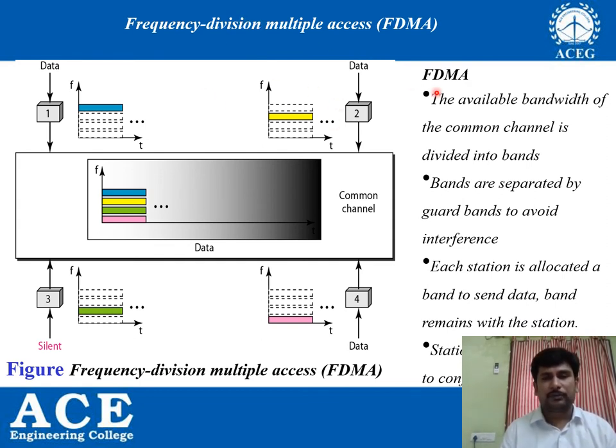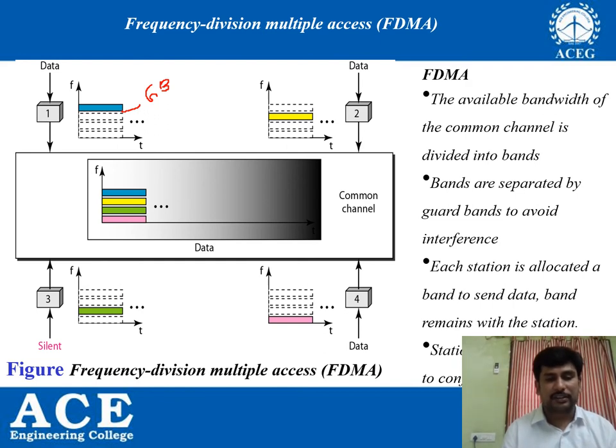So here you could find the available bandwidth of the common channel is divided into bands. So the total channel which is available will be divided into smaller units called bands. So this is a simple example. Here the total channel bandwidth is divided into 4 bands. So bands are separated by guard bands to avoid interference. So you could find between these 4 bands, there is a small gap. That particular gap which prevails between the bands, for example the gap between band 1 and band 2, we are referring to as a guard band. This is trying to avoid the interference between the different bands which are formed by dividing the total channel.